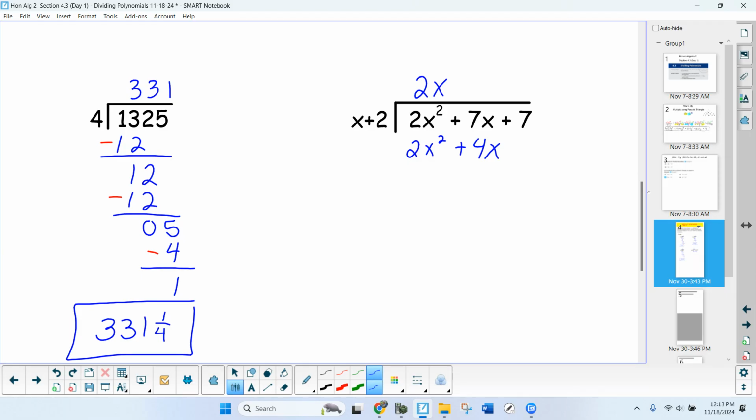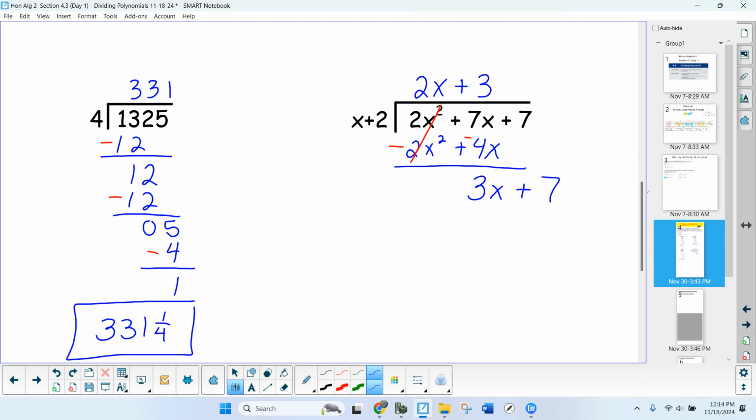Now, after I did that over here, I did 3 times 4. I got 12. Then I did what? So I have to subtract. I got to subtract both of those. So what happens to 2x squared minus 2x squared? What's 7x minus 4x? Bring down the... Do it again. What would I multiply x by to get to 3x? Positive 3, so I'm going to put plus 3.